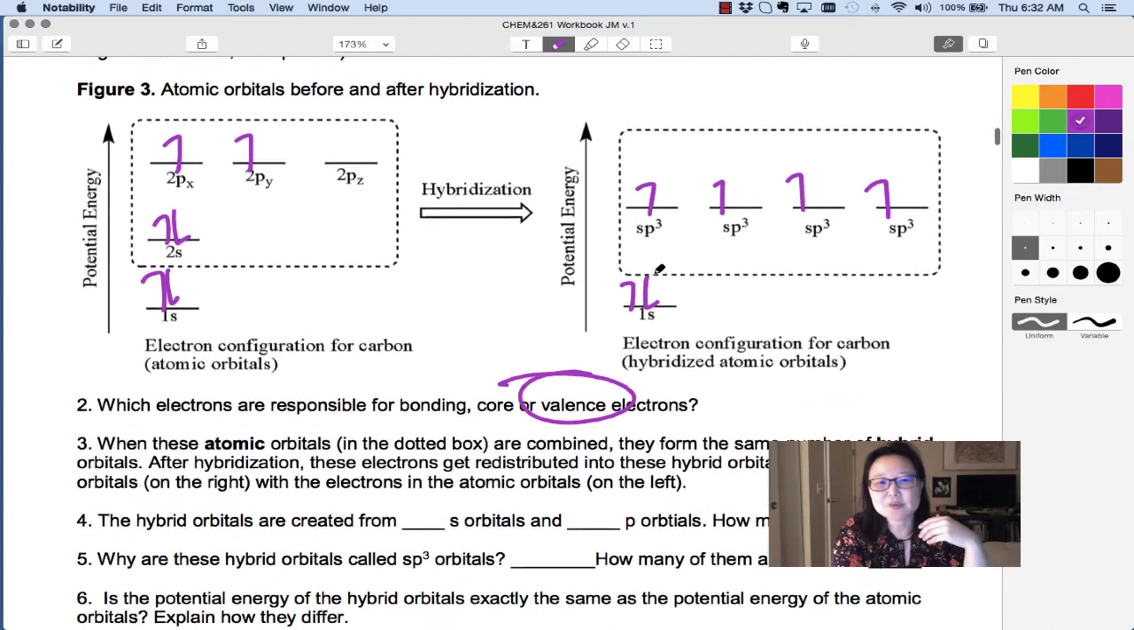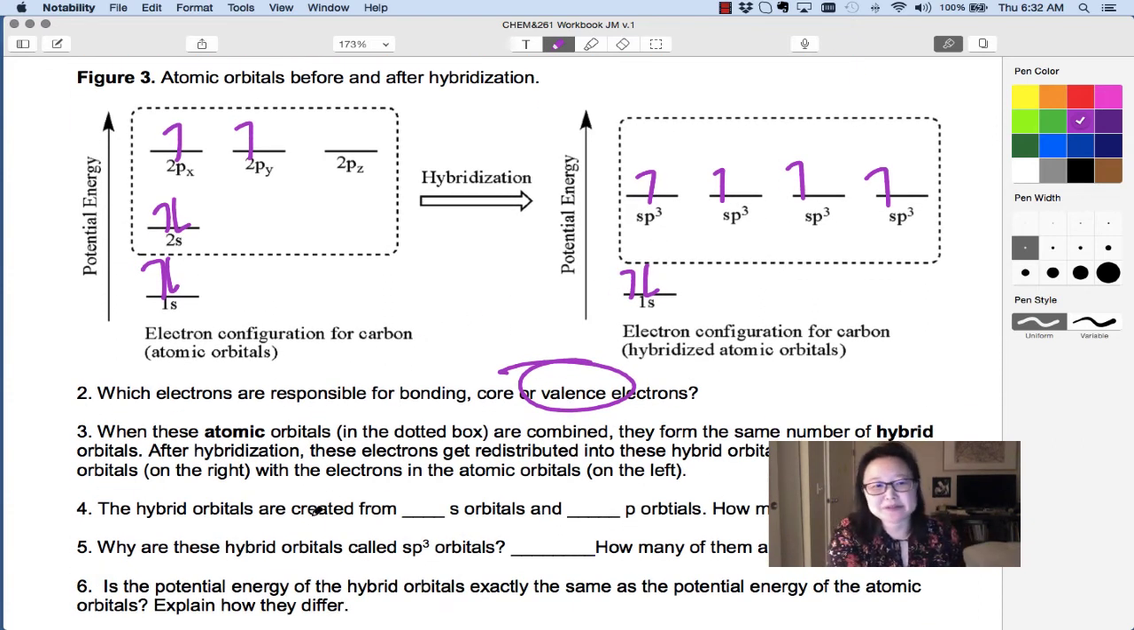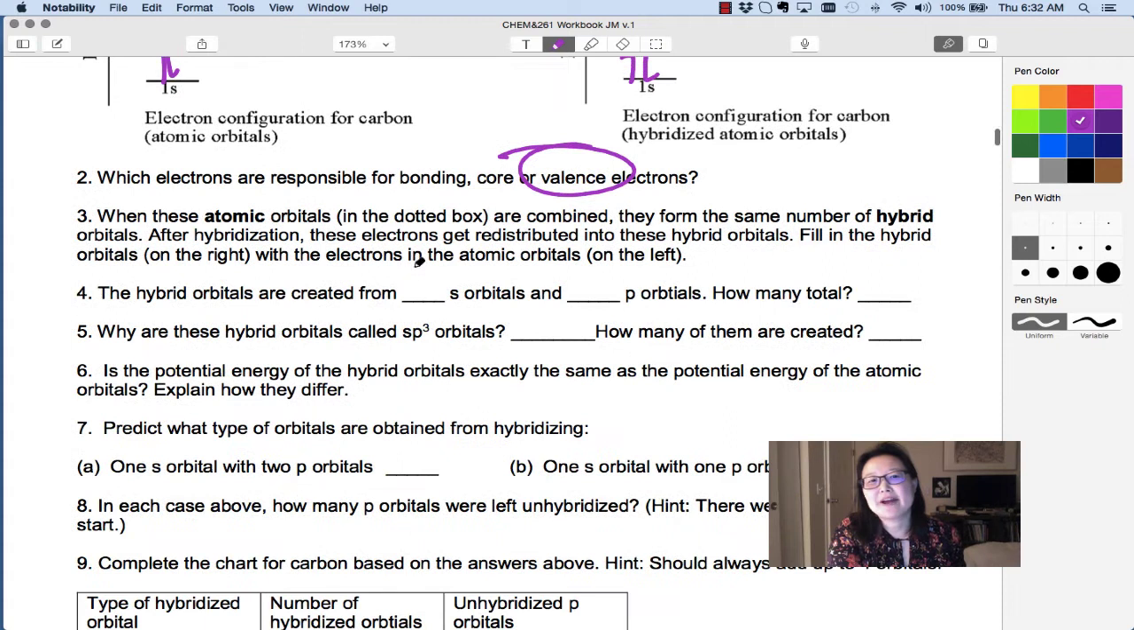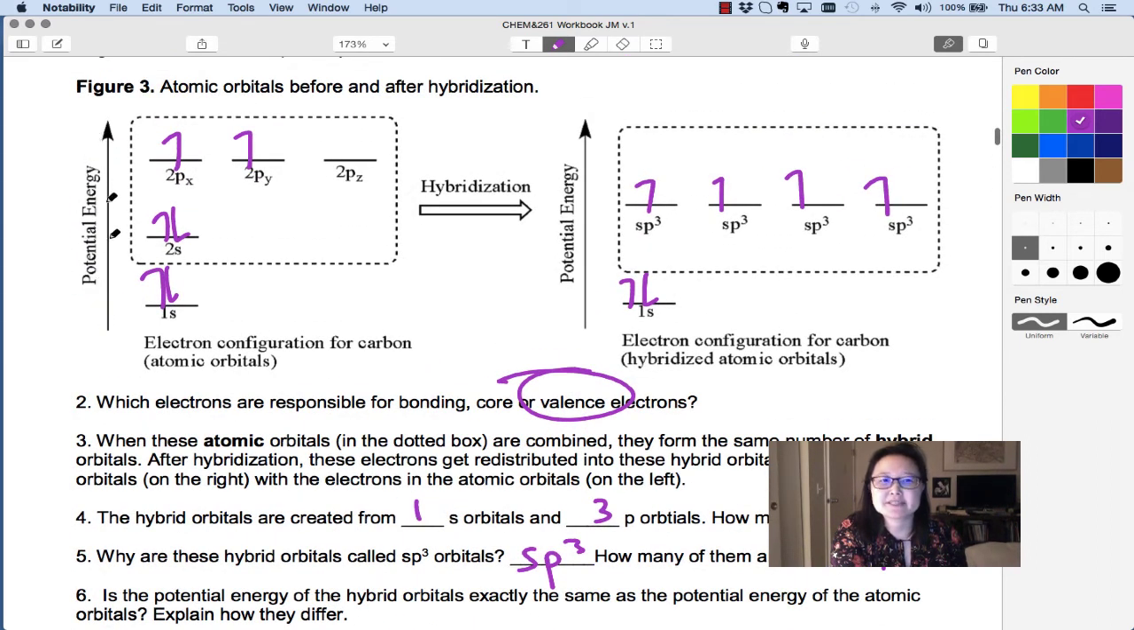The hybrid orbitals we're talking about are created from one s orbital and 3 p orbitals, so 4 total atomic orbitals. They're called sp3 because it's 1 s and 3 p, s1p3 or sp3. How many of them are created is conservation; it's the same number. Is the potential energy the same or different? So potential energy is this.